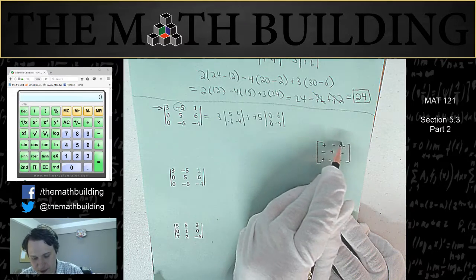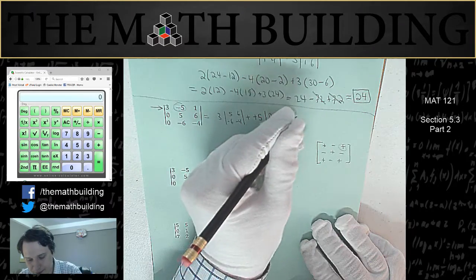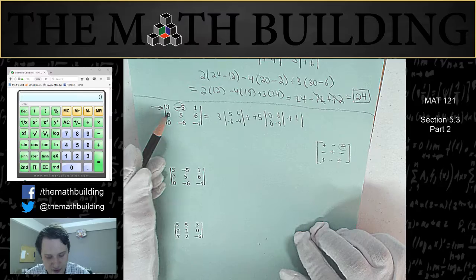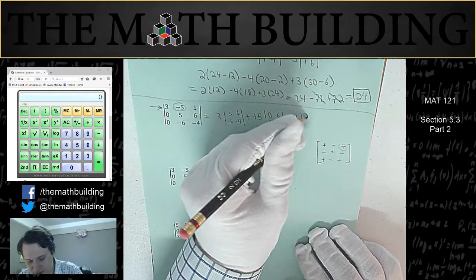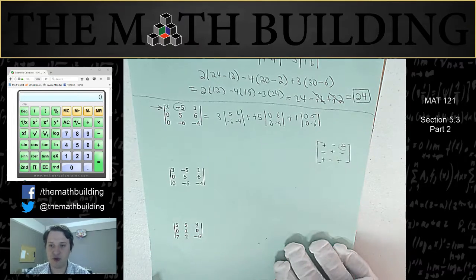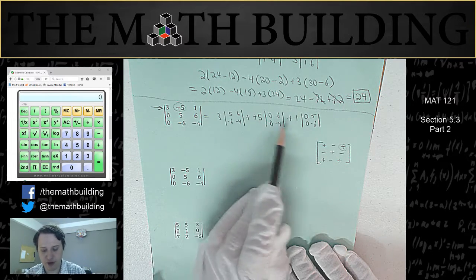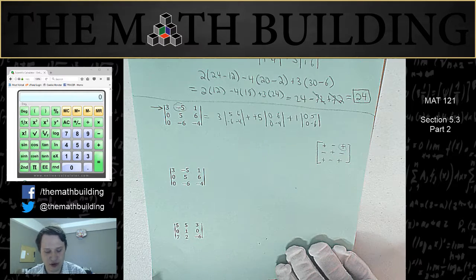Then finally we have a plus. So plus, it's going to be 1 times 0, 5, 0, negative 6. So there's what the determinant of this 3 by 3 is made up of. It's made up of 3 of these 2 by 2 determinants.